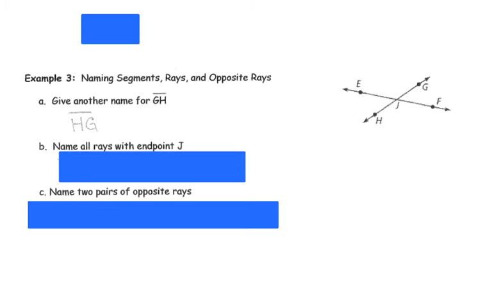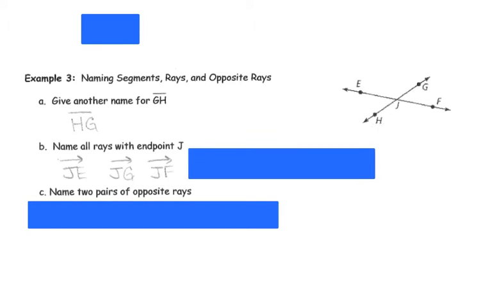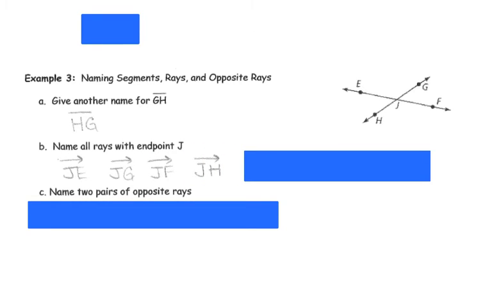B, name all rays with the endpoint J. So we want to name all the rays that have the endpoint of J. Might be a few here. So we have ray JE, ray JG, ray JF, and I think there's one more, ray JH.